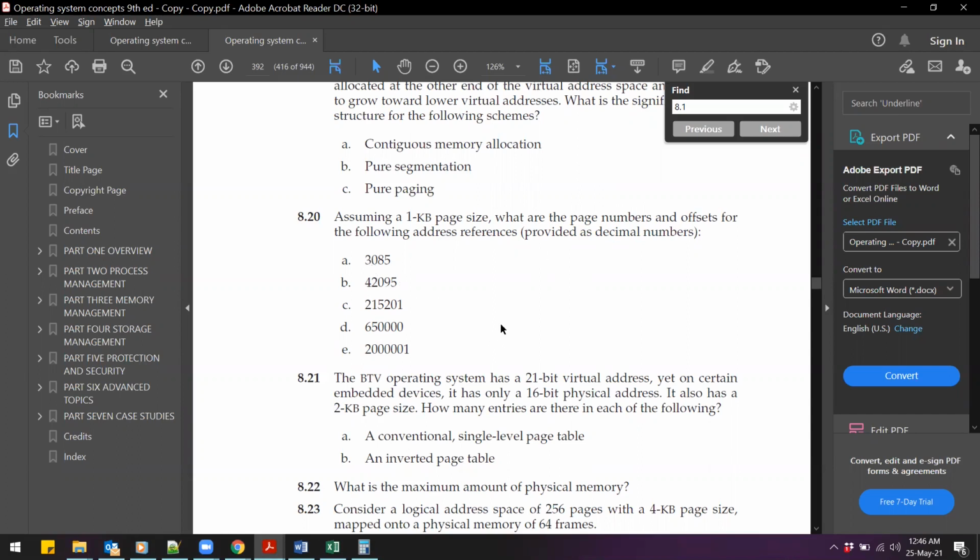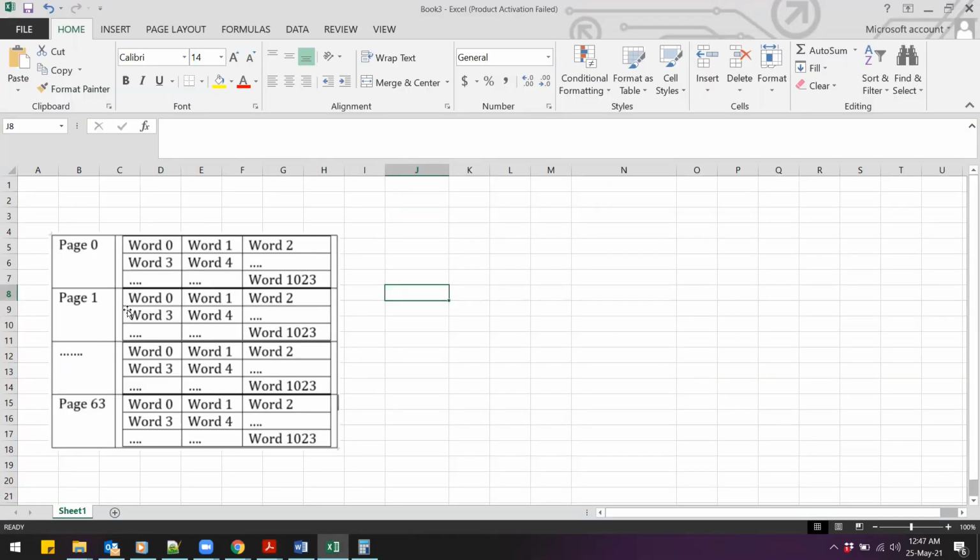And from 8.4, we know that the pages are associated with logical addresses and the frame numbers are associated with the physical addresses. So since it is asking for the page numbers and offsets from these numbers, we know that these numbers are the logical addresses. And it is saying the page size is 1 KB. Now, very similar to 8.4. In 8.4 we had something like this.